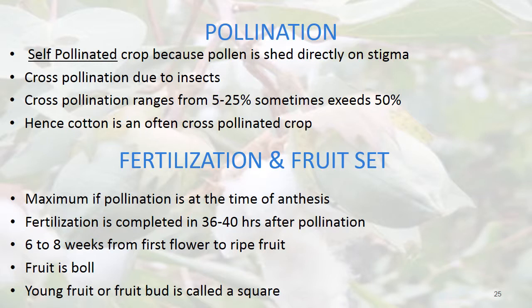Coming to fertilization and fruit set, maximum if pollination is at the time of anthesis. Fertilization is completed in 36 to 40 hours after pollination. 6 to 8 weeks from first flower to ripe fruit. Fruit is a ball. Young fruit or fruit bud is called a square.